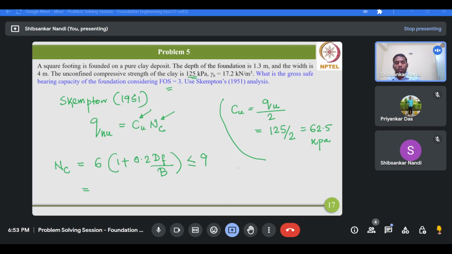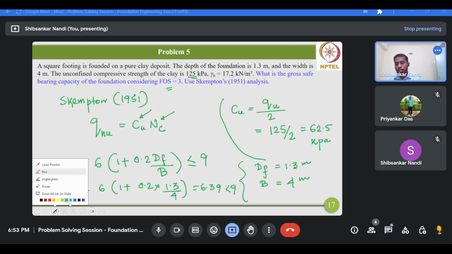Okay. Now for the given problem, what is the depth of foundation? The depth of foundation is 1.3 meter and the width of the footing is 4 meter. Therefore, you can easily calculate this Nc value as 6 times (1 + 0.2 × 1.3/4). And what should be the value? I hope it is 6.39. Please check. And it is less than 9. That means you need to consider this value only, 6.39.